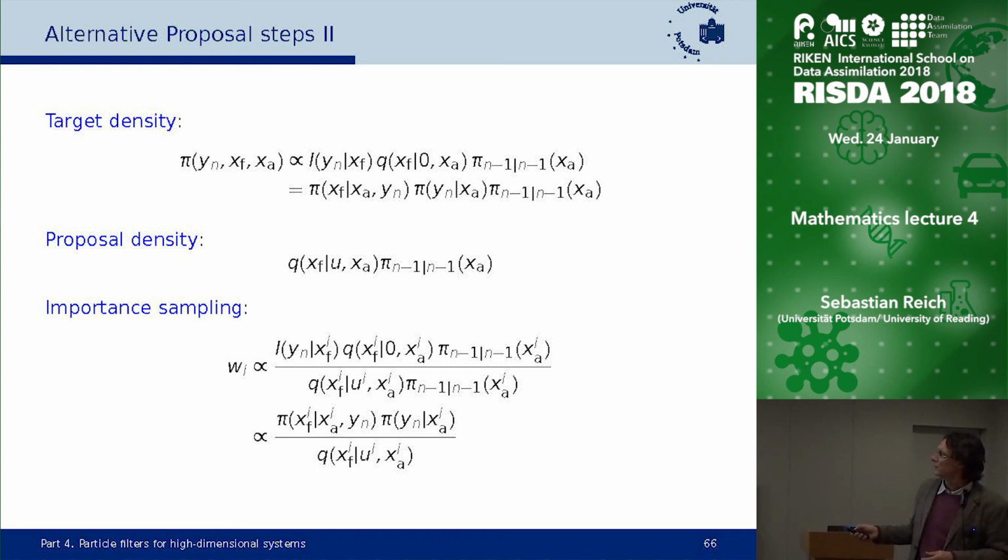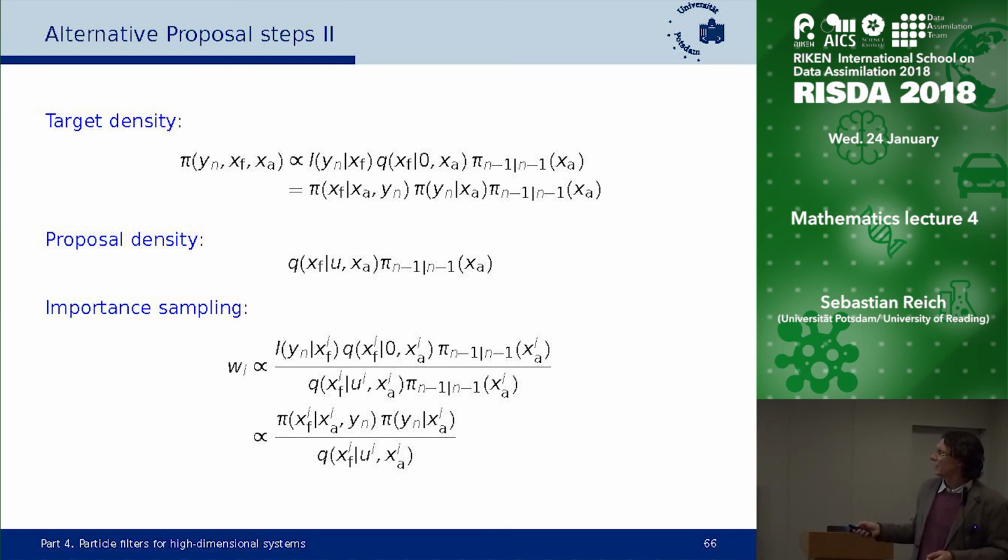So this is the likelihood. This is y_n conditioned on x^f. This is the model forecast. So this is the transition kernel from the analysis to the forecast. And this is the distribution of the analysis. And that gives you the joint distribution according to the laws of conditional probability.